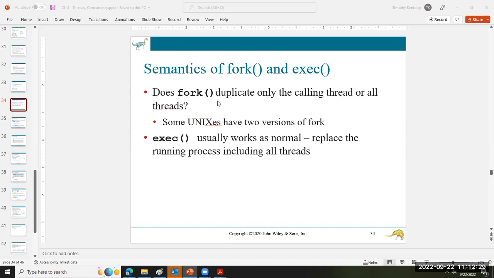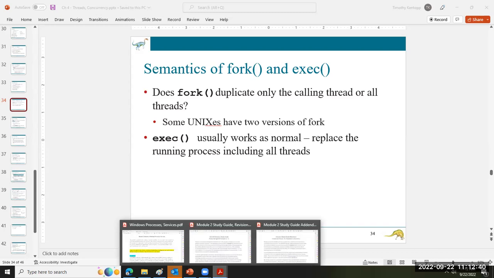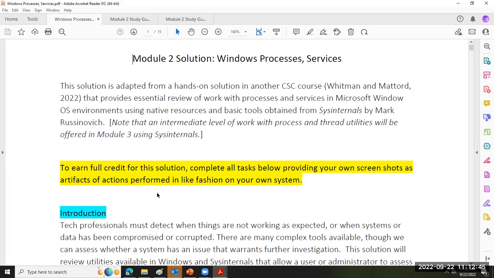So today we're going to finish our review of threads. And then before we get started, though, I did want to take a moment to call out what you'll be doing for the Module 2 solution. There is an adaptation related to services and processes that we've picked up in a few other courses.